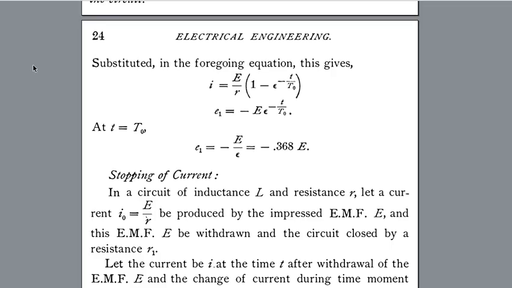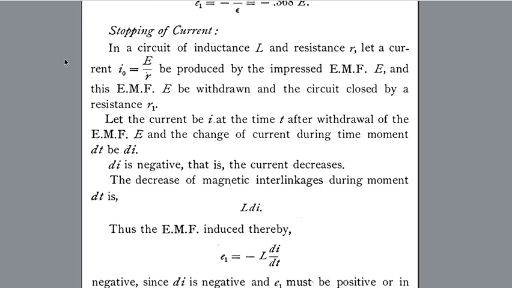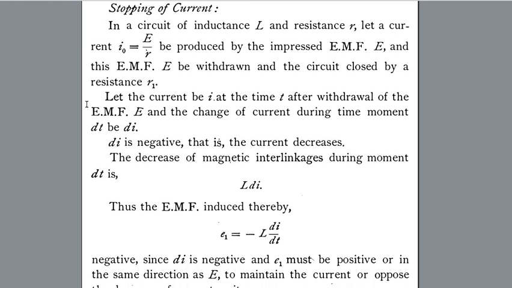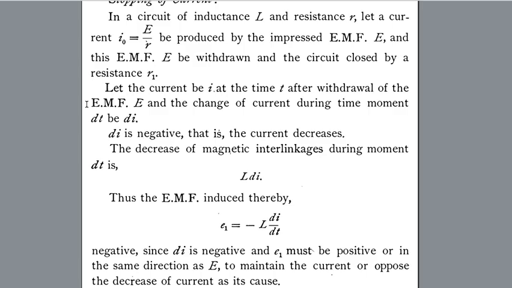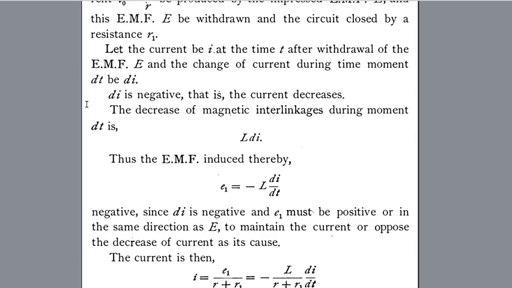In the stopping of current, consider a circuit with inductance L and resistance R, where a current I0 equals E divided by R is produced by the impressed electromotive force E. Let this electromotive force E be withdrawn and the circuit be closed by a resistance R1. Let the current be I at time t after the withdrawal of the electromotive force E, and let the change of current during the time moment dt be di.